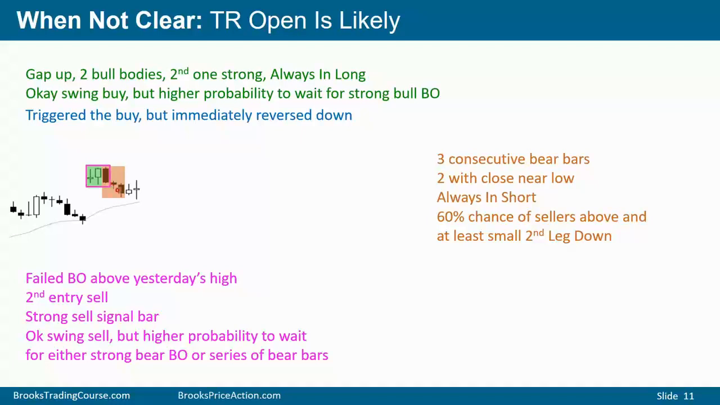Three consecutive bear bars, 2 with closes on their lows. The market's always in short. 60% chance that there'll be sellers above the high of the prior bar, here or here, and that we'll get at least a little bit more down.